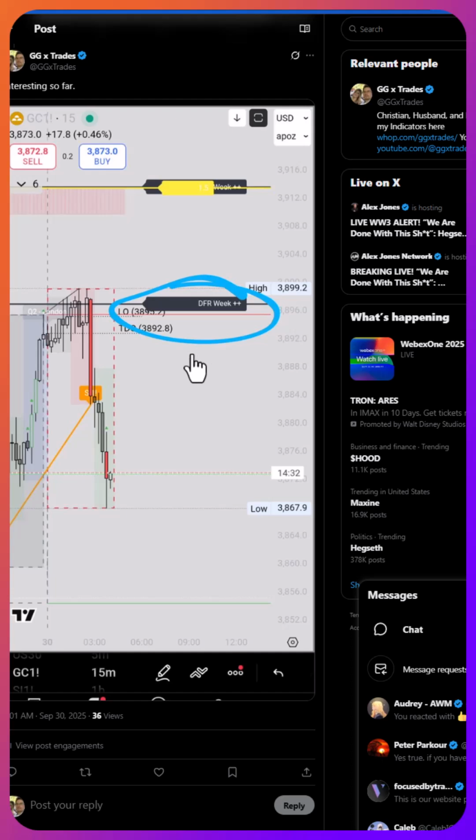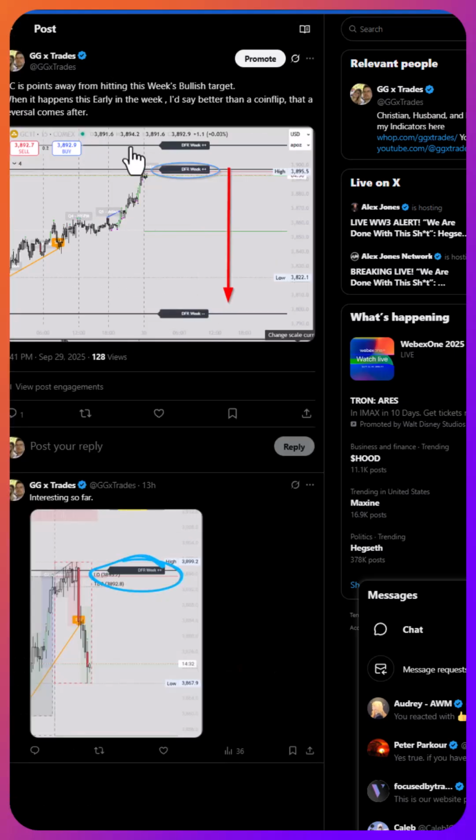It didn't make a higher high. This ended up being the high for the day. So the defining range is quite good on gold, on the indexes, and also crypto. So try it on all of it.